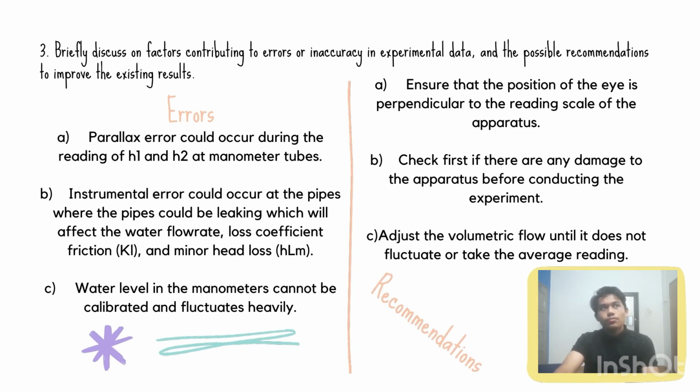To overcome this problem, we need to first check if there is any damage to the apparatus before conducting the experiment. And for the last error, the water level in the manometers cannot be calibrated and fluctuates heavily. We need to avoid that by adjusting the volumetric flow until it does not fluctuate, or take the average reading. So that's all for the discussion part. Thank you.